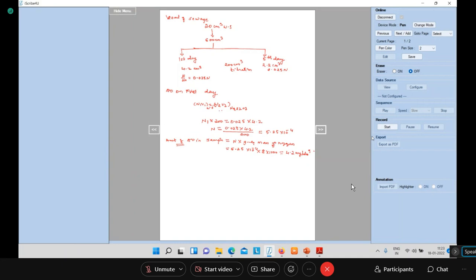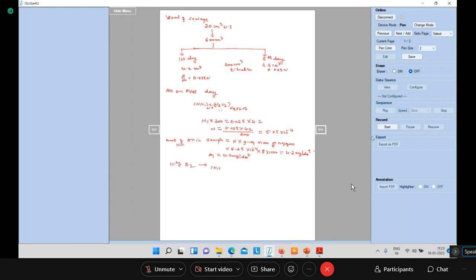For that, I have to multiply this normality by the gram equivalent mass of oxygen. So this is D1. D1 is equal to 4.2 mg per dm cube. Okay, so this is D1. Similarly, you calculate D2. How are you going to do that?